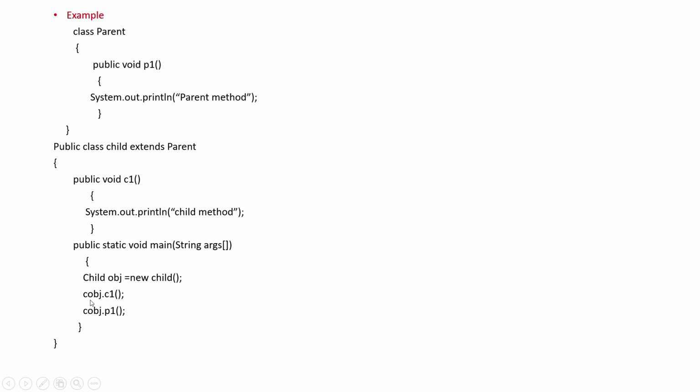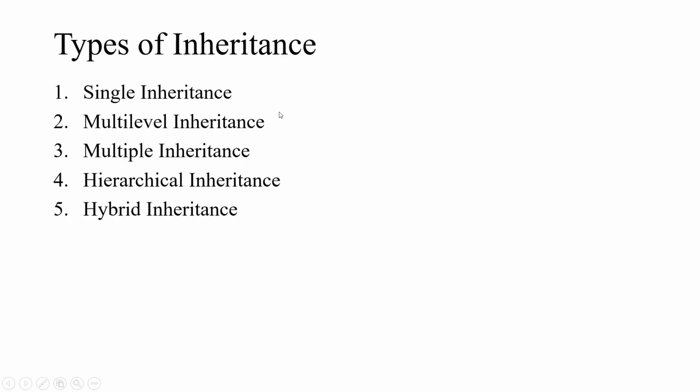So here we call the first method. Which is that first method? This c1 is the child class method, and this p1 is the parent class method. Then when we execute this Java program, first this method will execute, meaning the c1 method, and it will print child method. After that the p1 method will execute, and then it will print parent method.